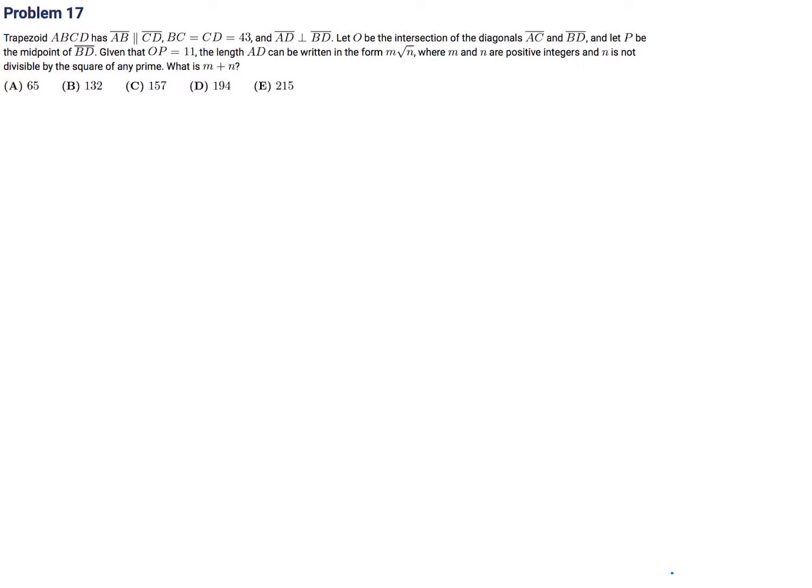Trapezoid ABCD has AB parallel to CD, BC is equal to CD is equal to 43. AD is perpendicular to BD. O represents the intersection of the diagonals AC and BD, and let P be the midpoint of BD. OP is 11. The length AD can be written in the form m square root of n. What is m plus n?